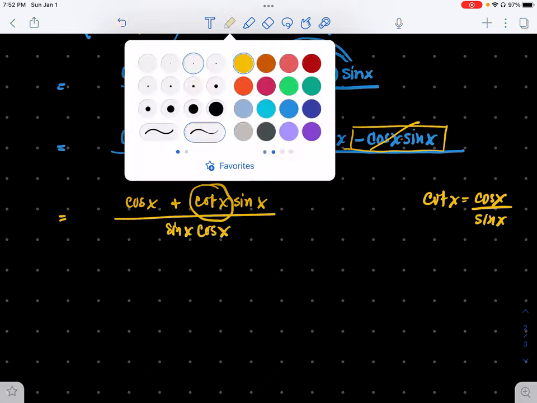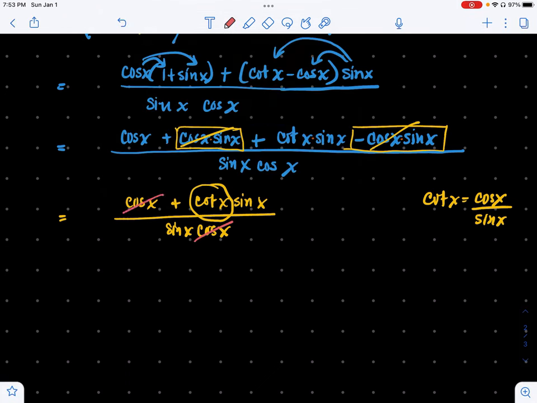Times cosine x. Also, if you're getting tempted to cancel these two, you can't. Or cancel these two, we can't. We cannot cancel parts of a polynomial with part of another polynomial. They have to cancel all together. For example, in the previous question, there was a cosine x, and then there was cosine squared x, and then there was 1 plus sine x. So this was a monomial, and that's also a monomial. Hence, I could cancel part of this with part of this. Not otherwise. If they are separated by a plus or minus, you can't.